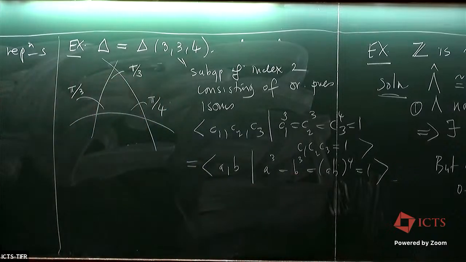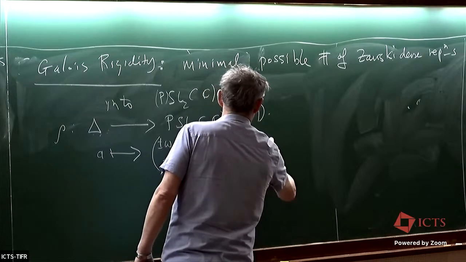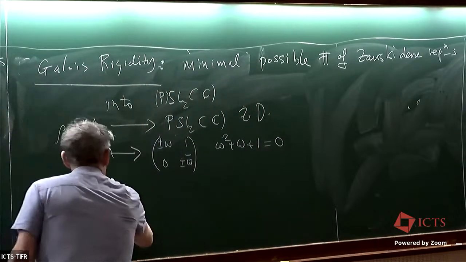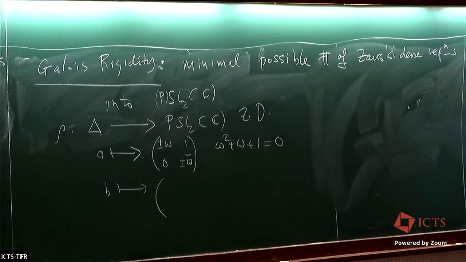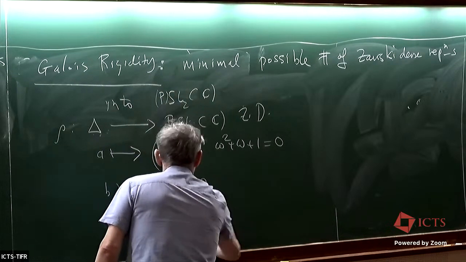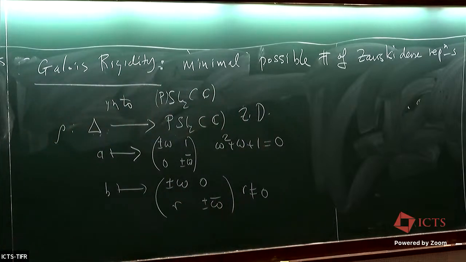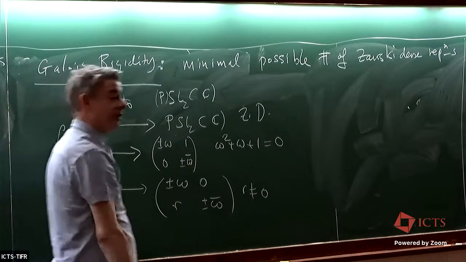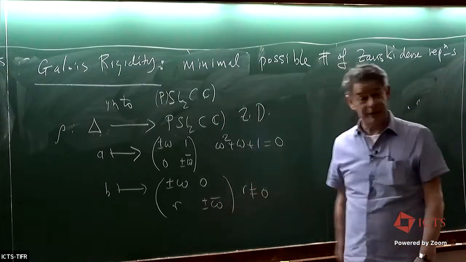And so we can assume that A maps to something of this form, where omega squared plus omega plus 1 is 0. It's a cube root of unity. And then B, it's a similar statement that it can't die, so it maps to an element of order 3 here. And so in this case, because I'm looking at Zariski-dense representations, it's going to look something like this, where R is not 0, because I want to make sure that I get a Zariski-dense representation. So that's what the typical Zariski-dense representation can be conjugated to be inside PSL2C. Again, I'm only interested in characters of representations, but that's what they look like up to conjugacy.